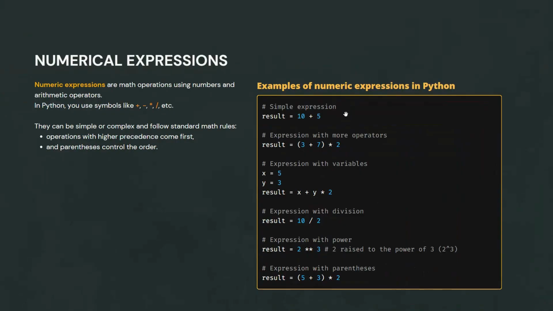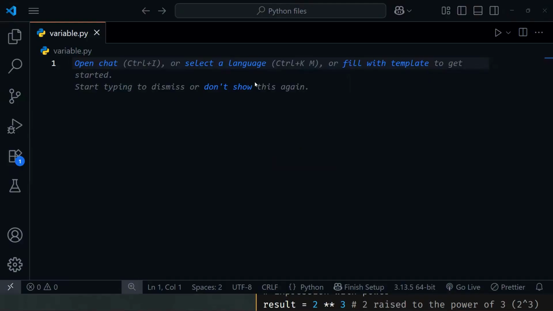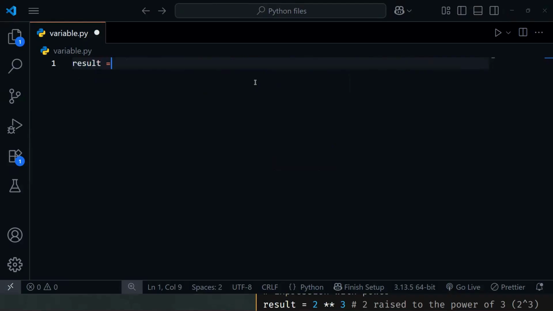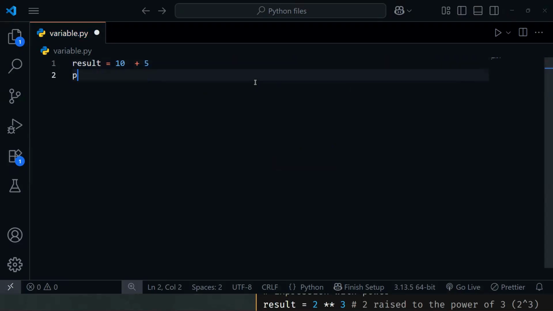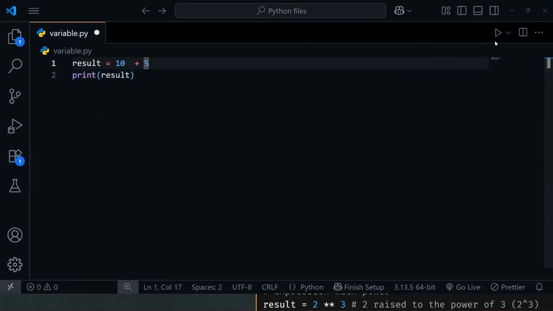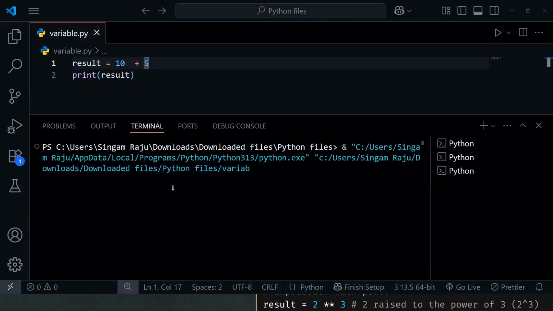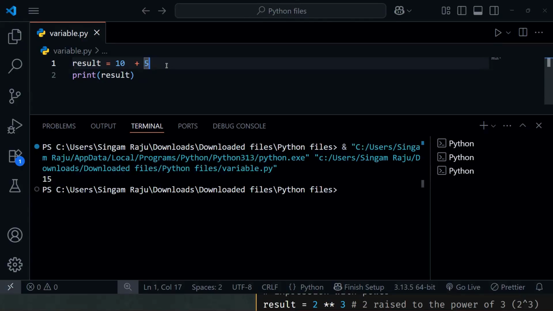So if you see the result here, you see 10 plus 5, so this is nothing but addition. For example, if you say result equal to 10 plus 5, then you can just print result, and it will print the result for you. So when you run this, you will see 15. 10 plus 5 is 15. So this is one way, we are just adding 10 and 5, nothing fancy here. Python reads it and gives you the result.